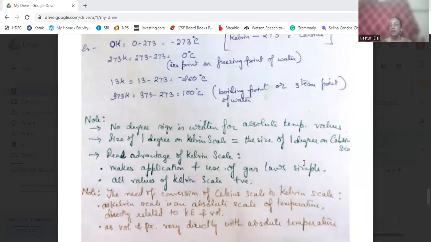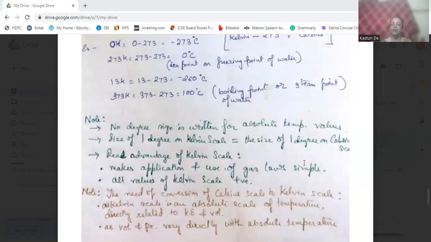That's why this conversion of the Celsius scale to the Kelvin scale is needed. Otherwise, if it is in the Celsius scale, we have to convert to the Kelvin scale, and then we will be able to relate it with the volume and the pressure, because volume and pressure vary directly with the absolute temperature, not with the Celsius scale temperature. Absolute temperature means Kelvin scale temperature.